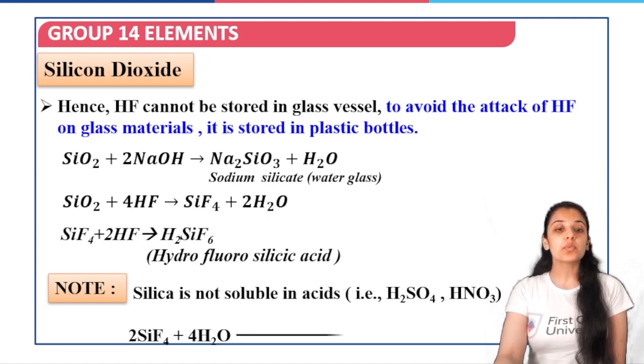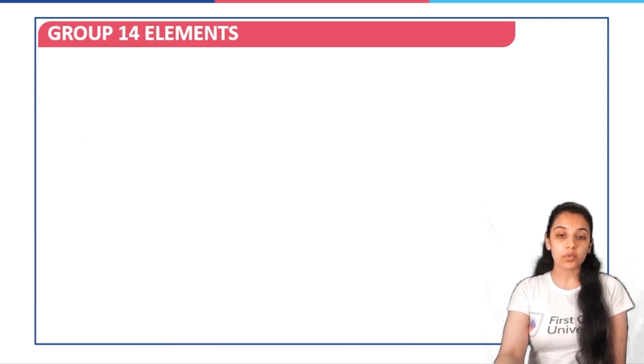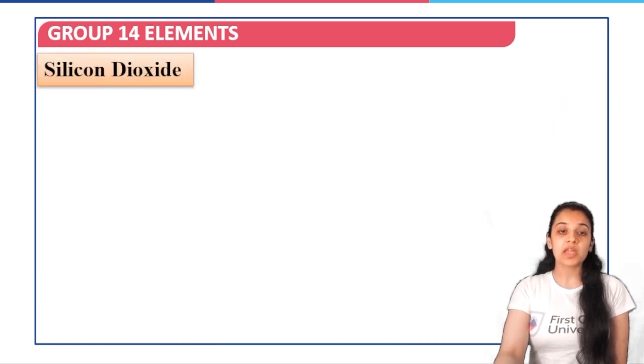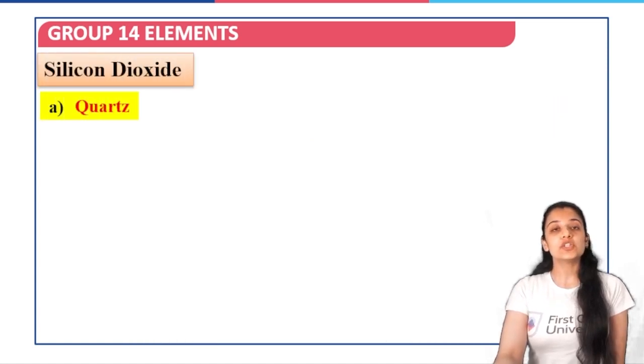So SiF4 with water will form H4SiO4 and H2SiF6, that is hydrofluorosilicic acid. Now, let us talk about the crystalline allotropes of silica first of all.